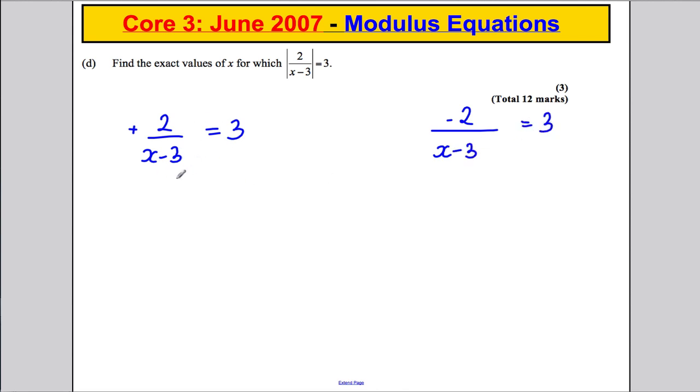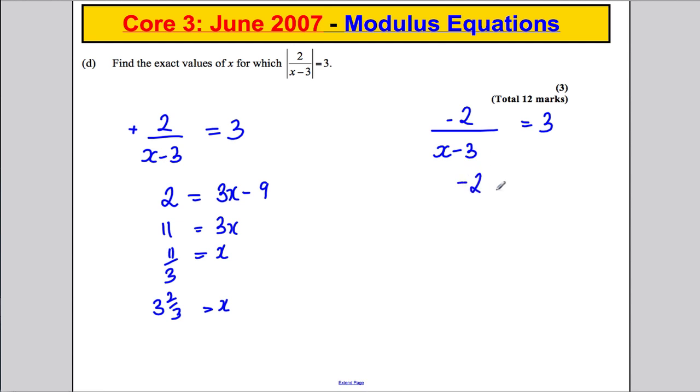So multiplying both sides by x minus 3 there, 2 would be 3x, subtract 9, add 9 to both sides, 11 would be 3x, divide both sides by 3, x would be 11 over 3, or x would be equal to 3 and 2/3. Doing the same thing over here, I would get negative 2 is 3x subtract 9. Then I would add 9 to both sides, I would get 7 is equal to 3x. Divide both sides by 3, I would get x is 7 over 3, or x is equal to 2 and 1/3.